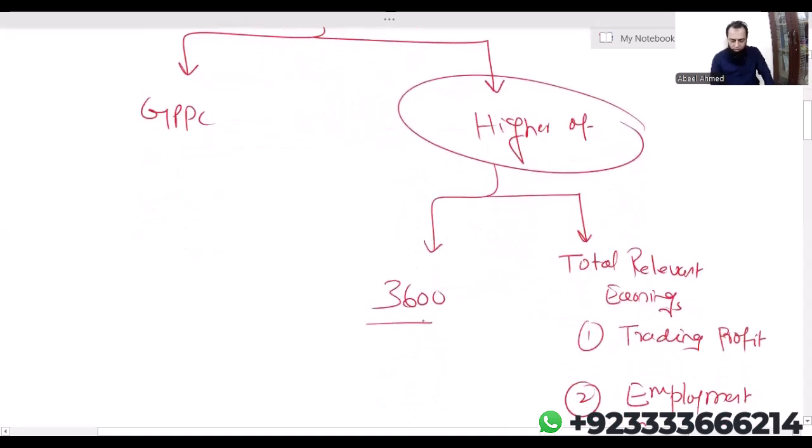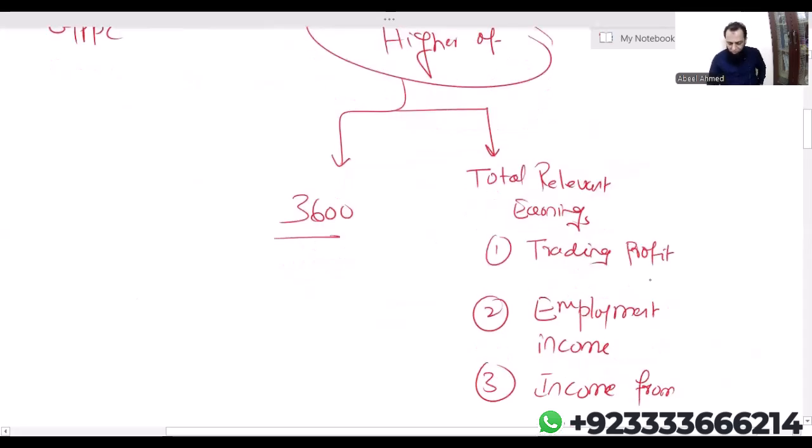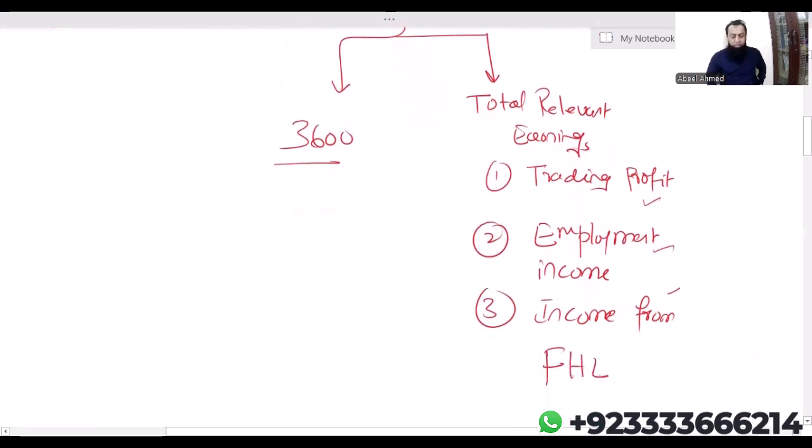Higher of 3,600, that's a fixed amount since my childhood. I've not seen it changing. The second is total relevant earnings: trading profit, employment income, income from furnished holiday lettings. Of course, we have not studied property income yet. We don't know what furnished holiday letting is, but don't worry, we will study it very soon, inshallah.